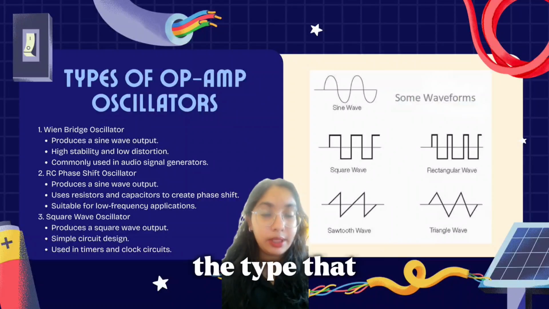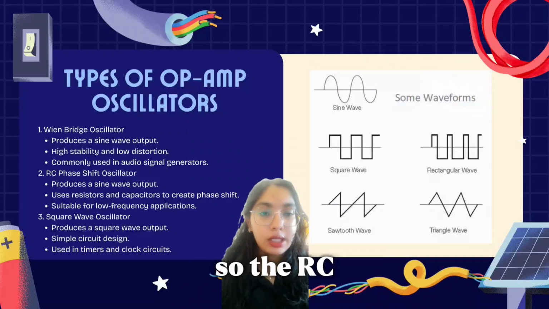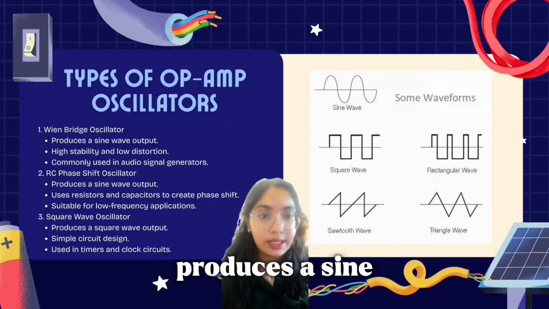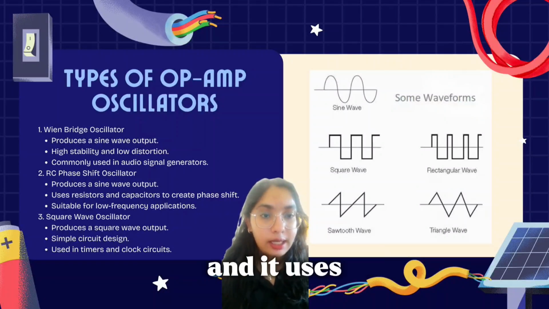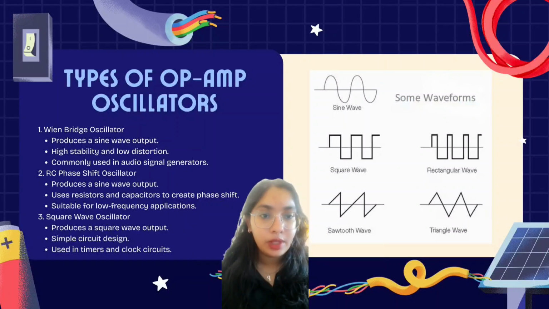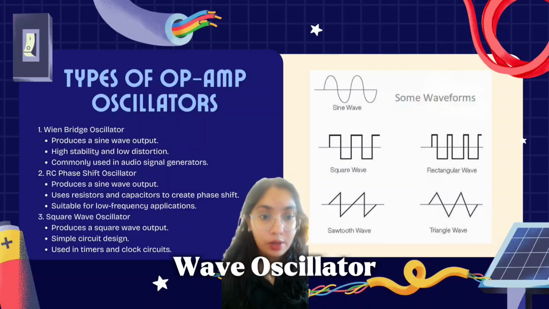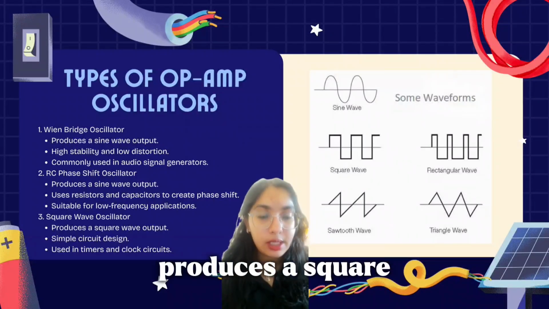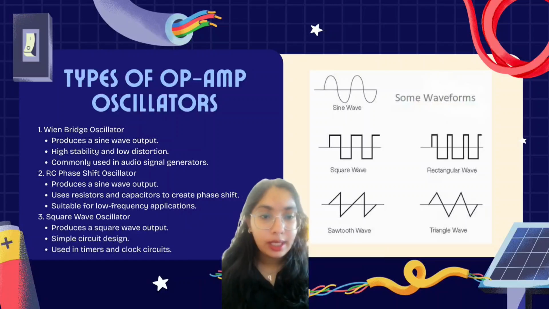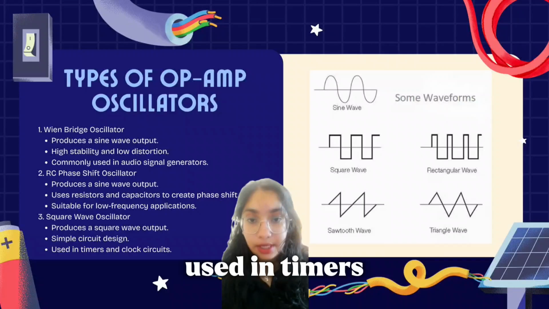The second example, the type that we have, is RC phase shift oscillator. The RC phase shift oscillator produces a sine wave output as well, and it uses resistors and capacitors to create a phase shift. It is suitable for low frequency applications. The third type is the square wave oscillator. Like its name, it produces a square wave output. It is a simple circuit design and is mostly used in timers and clock circuits.